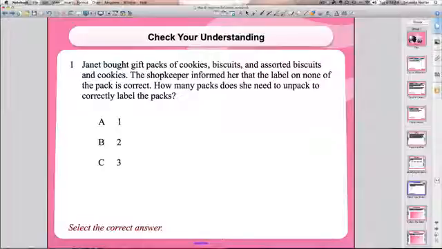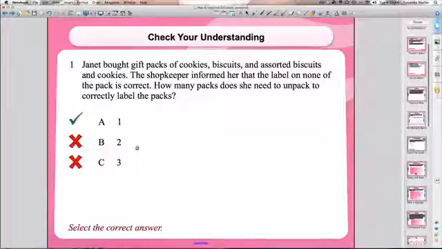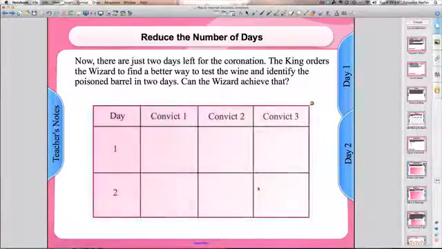Okay, let's see. Did you choose A? Good job if you did. Again, B and C are not the correct answer. Okay, let's keep going through. Here we have another problem. Go ahead and pause the video and then use the information in the boxes to help you write out how the wizard can achieve that. Unpause the video when you're done.